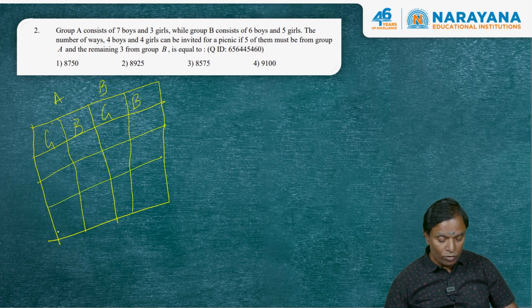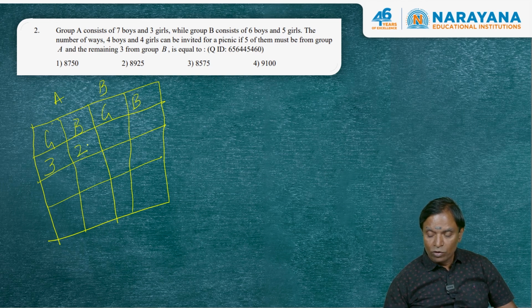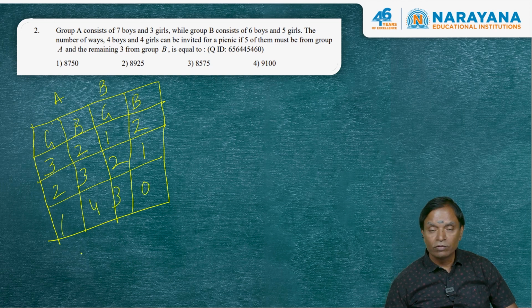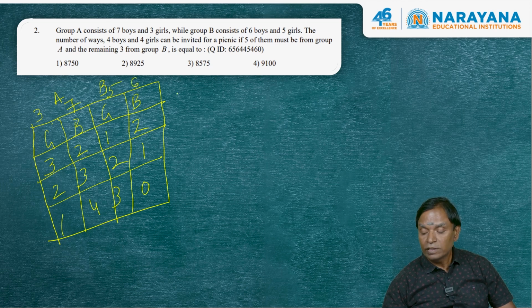From group A and group B, you can select 3 girls from group A, 2 boys from group A, 1 girl from group B, 2 boys from group B. Similarly, 2, 3, 2, 1, then 1, 4, 3, 0. In group A, you have 3 girls and 7 boys. In group B, you have 5 girls and 6 boys.